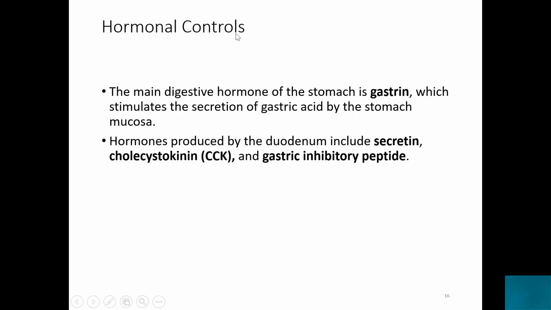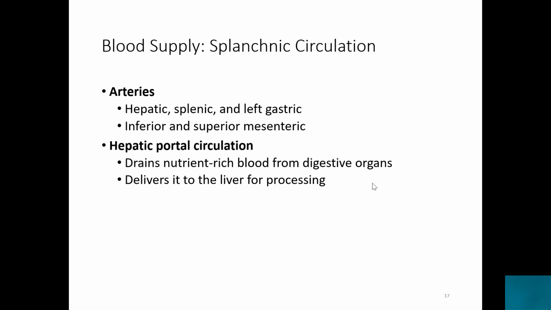Next one, there are hormones that control activity of the digestive system. The main digestive hormone would be gastrin. It's produced in the stomach and it stimulates the secretion of gastric acid, hydrochloric acid, by the stomach glands. Other hormones would be secretin, cholecystokinin, and gastric inhibitory peptide, and we will talk about them a bit later.